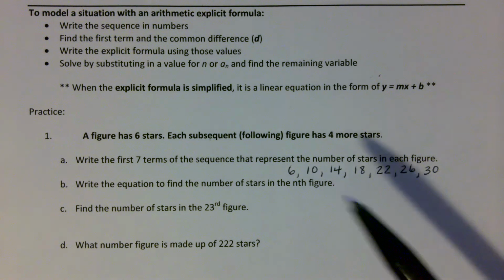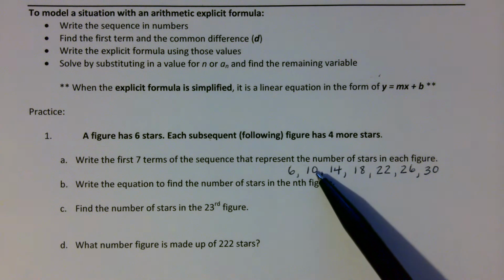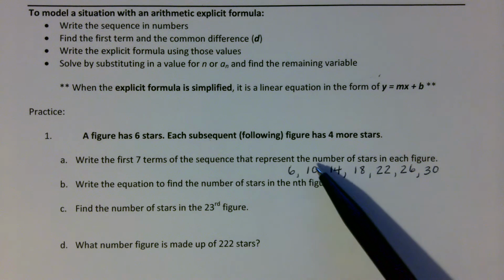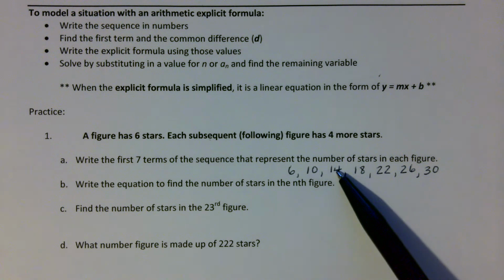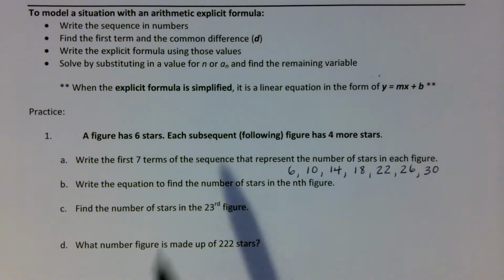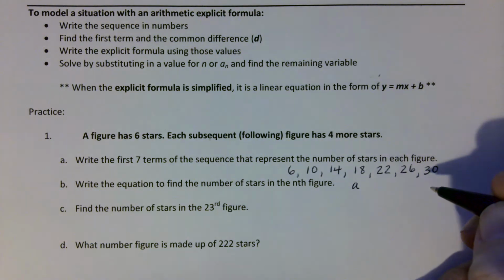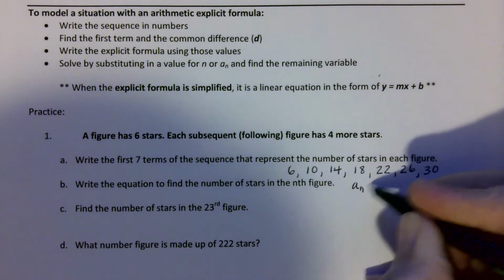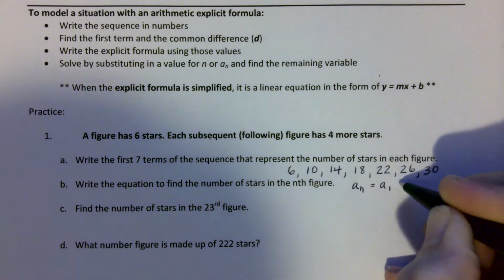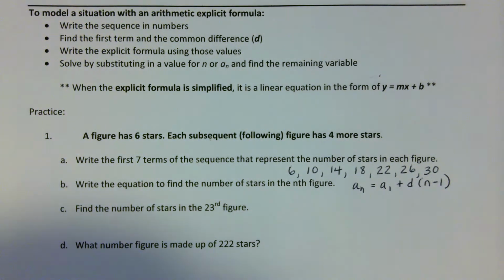Okay, how'd you do? Remember, the first figure had 6 stars, and each time we added 4 to that previous term. 6 plus 4 is 10, 10 plus 4 is 14, 14 plus 4 is 18, and so on. Now you're asked to write the equation to find the number of stars in the nth figure. Remember, our regular explicit equation for the arithmetic sequence is a sub n equals our first term plus our common difference times n minus 1.